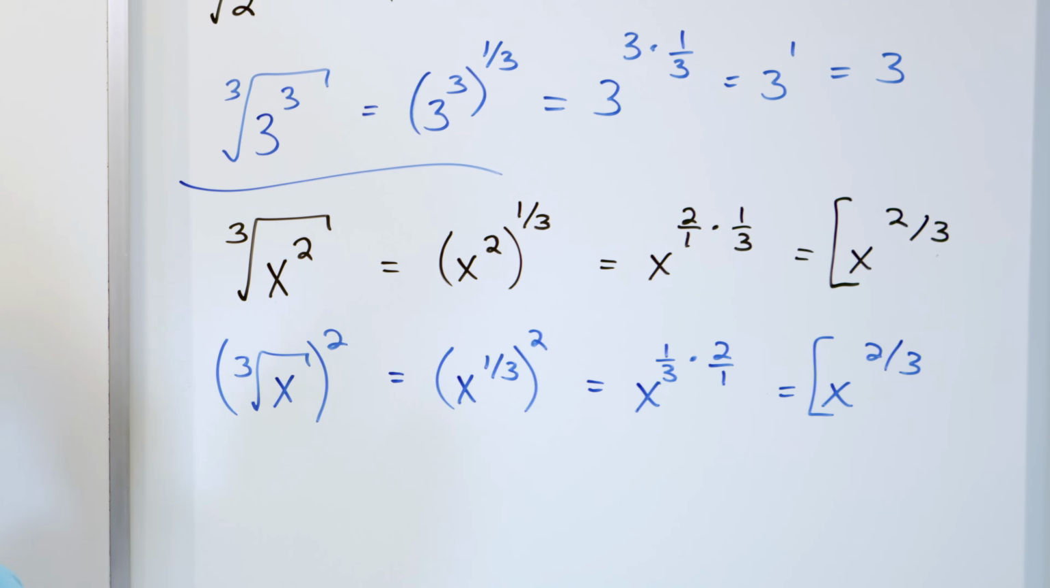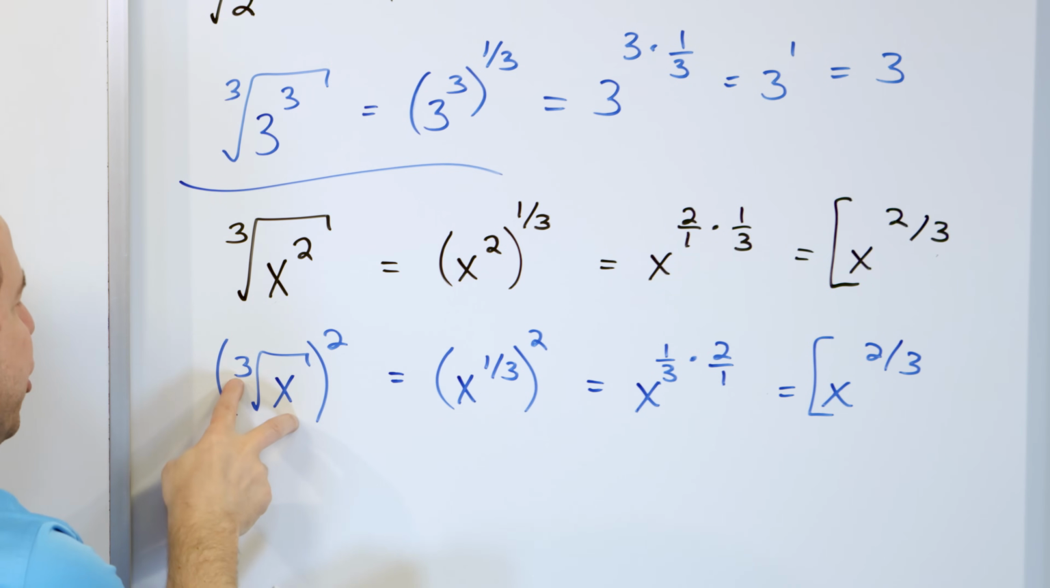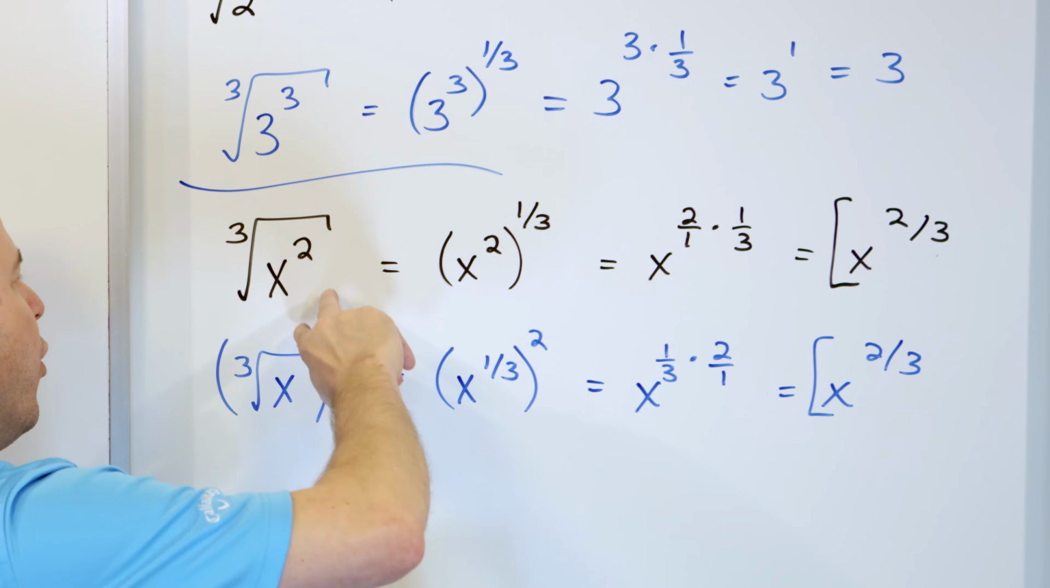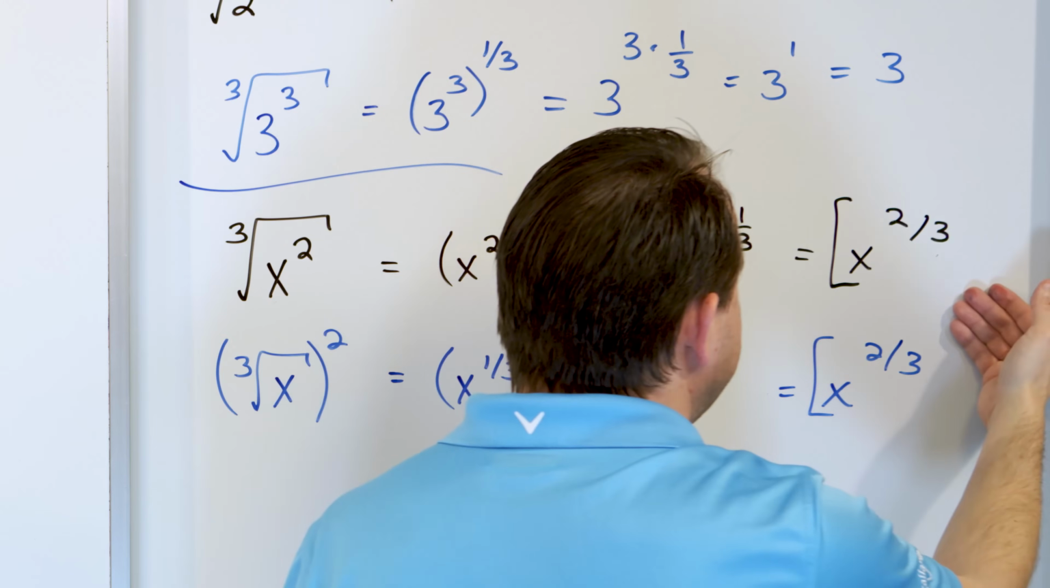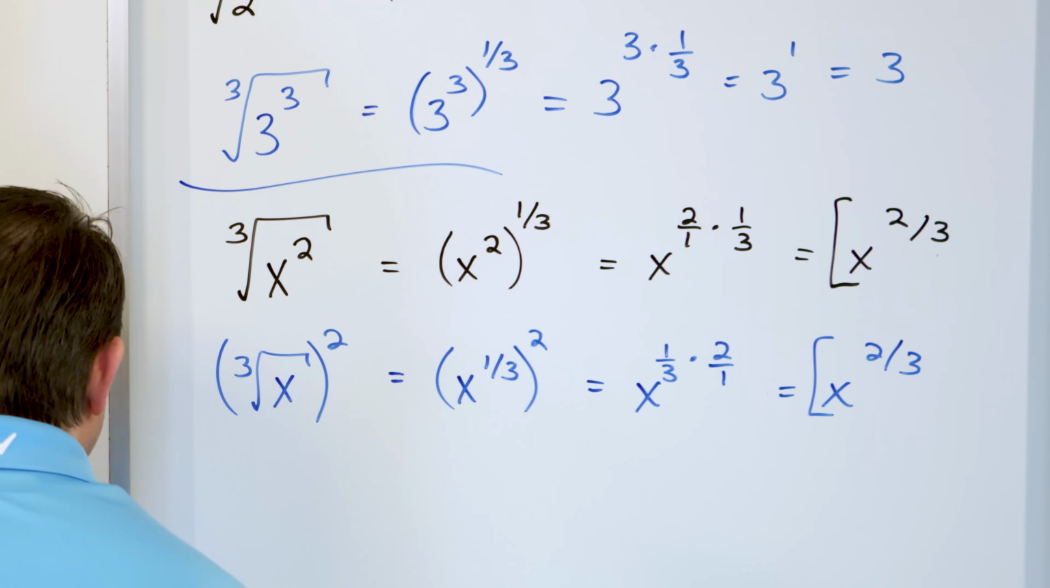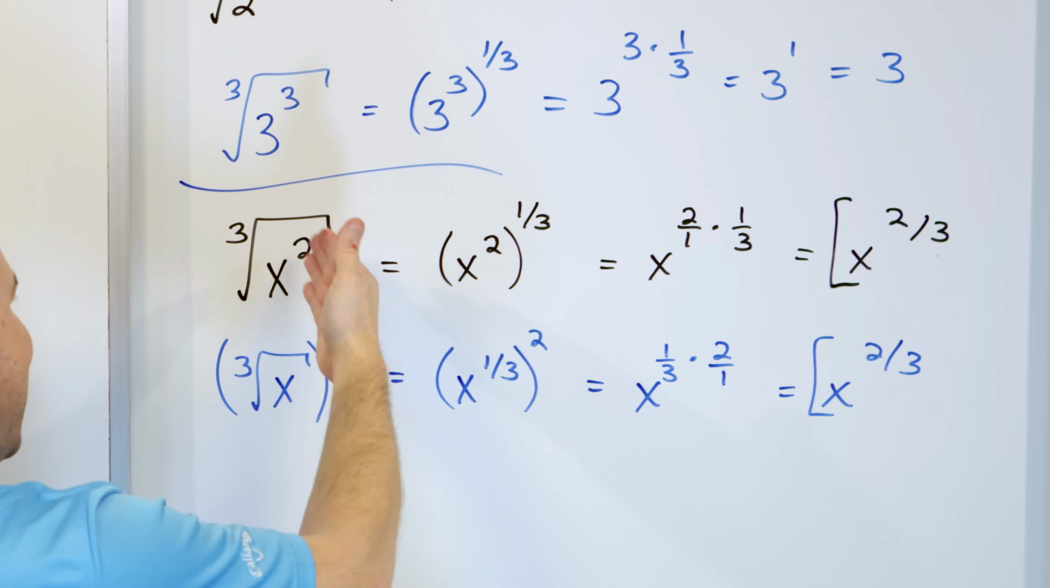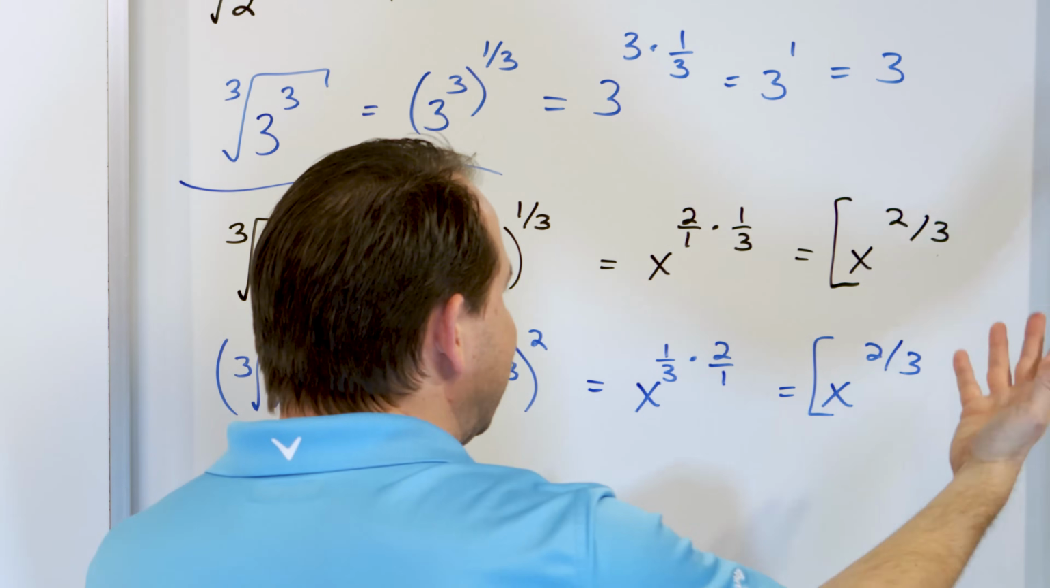So you see what you've learned. It doesn't matter if you take the cube root and then you square it, or if you square it, then you take the cube root, you still get exactly the same thing. And this should not be a surprise to you, because now you know that these radicals are basically exponents, right?